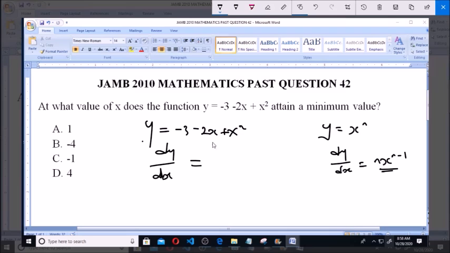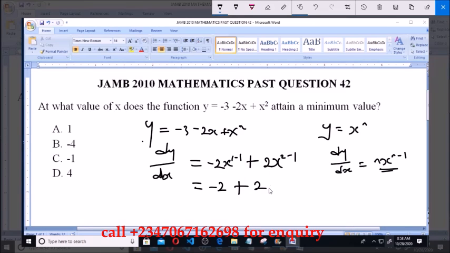Now we have minus 2x, meaning that x is raised to the power of 1, so that will be minus 2x raised to the power of 1 minus 1, plus 2x raised to the power of 2 minus 1. This is equal to minus 2, because x raised to the power of 1 minus 1 gives x raised to the power of 0, which is 1. So we have minus 2 plus 2x.